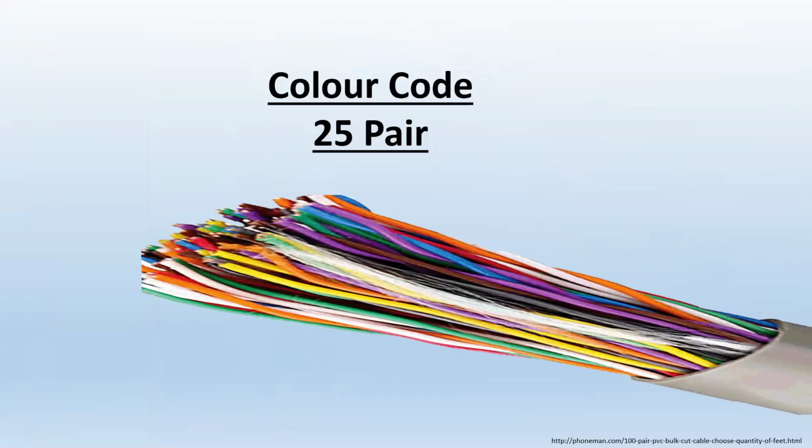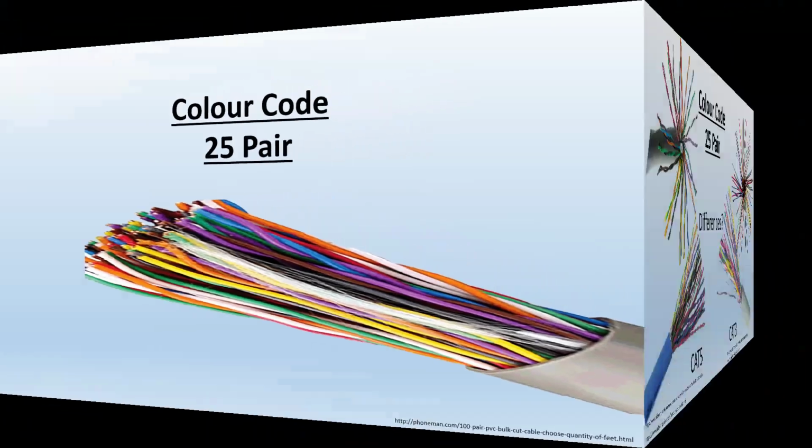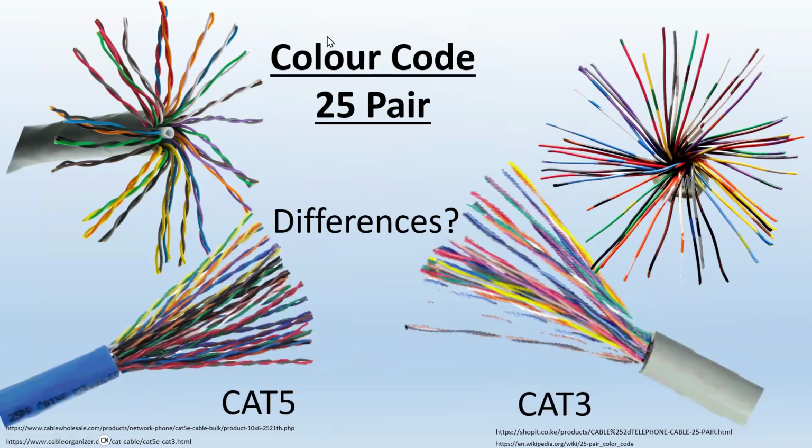25 pair color code. I have a couple of minutes to show it to you, and I will. Some of us already know. That's what a 25 pair cable looks like. It has 25 pairs, 50 conductors. Each pair is going to have a twist, twisted together. Of course, the reason for the twist is to eliminate crosstalk.